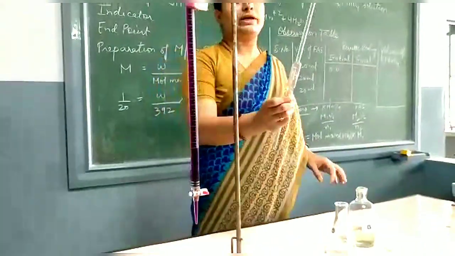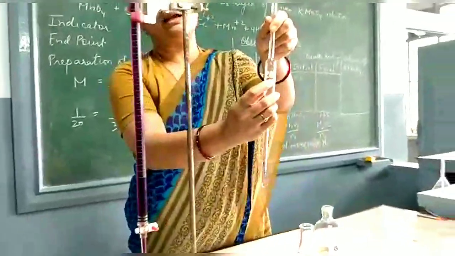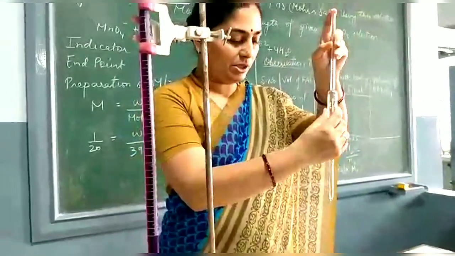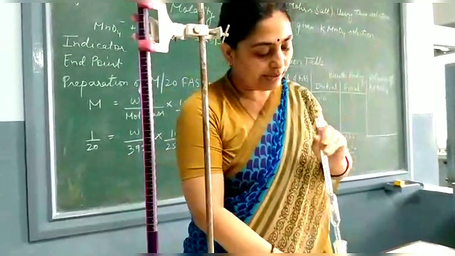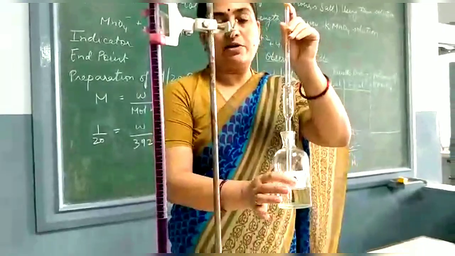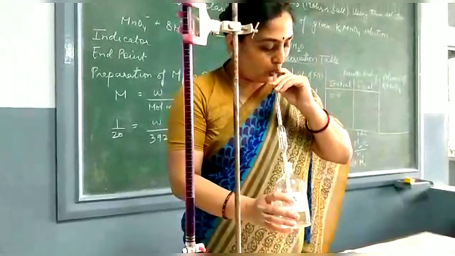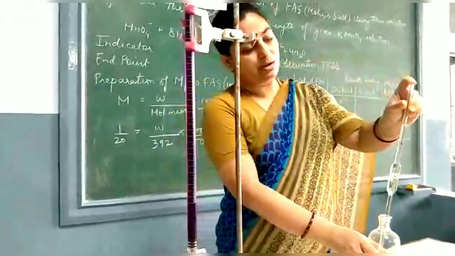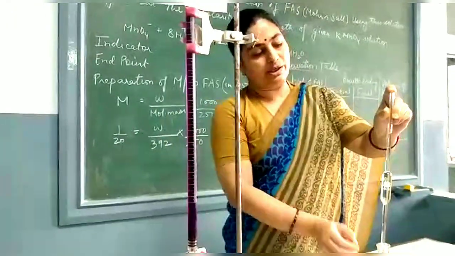Now I am using this pipette whose capacity is 20 ml and there is a mark on it. I am just going to siphon it. I am sucking this solution, the M/20 FAS solution, leaving it up to this mark.